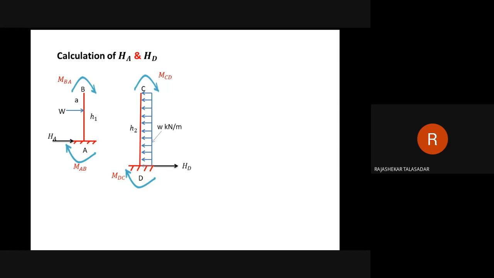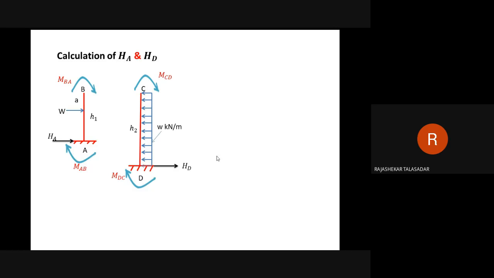Listen here, I have taken the free body diagram of column AB and column CD separately. So first you take column AB. You know that load W is acting at a distance A from end B. The height of the column is H1. Now let us assume these end moments, MAB and MBA, both clockwise. I will assume that, because this calculation of HA and HD will be after writing the slope deflection equations. You are writing MAB and MBA in step number 2. Assume that MAB is also clockwise, MBA is also clockwise.